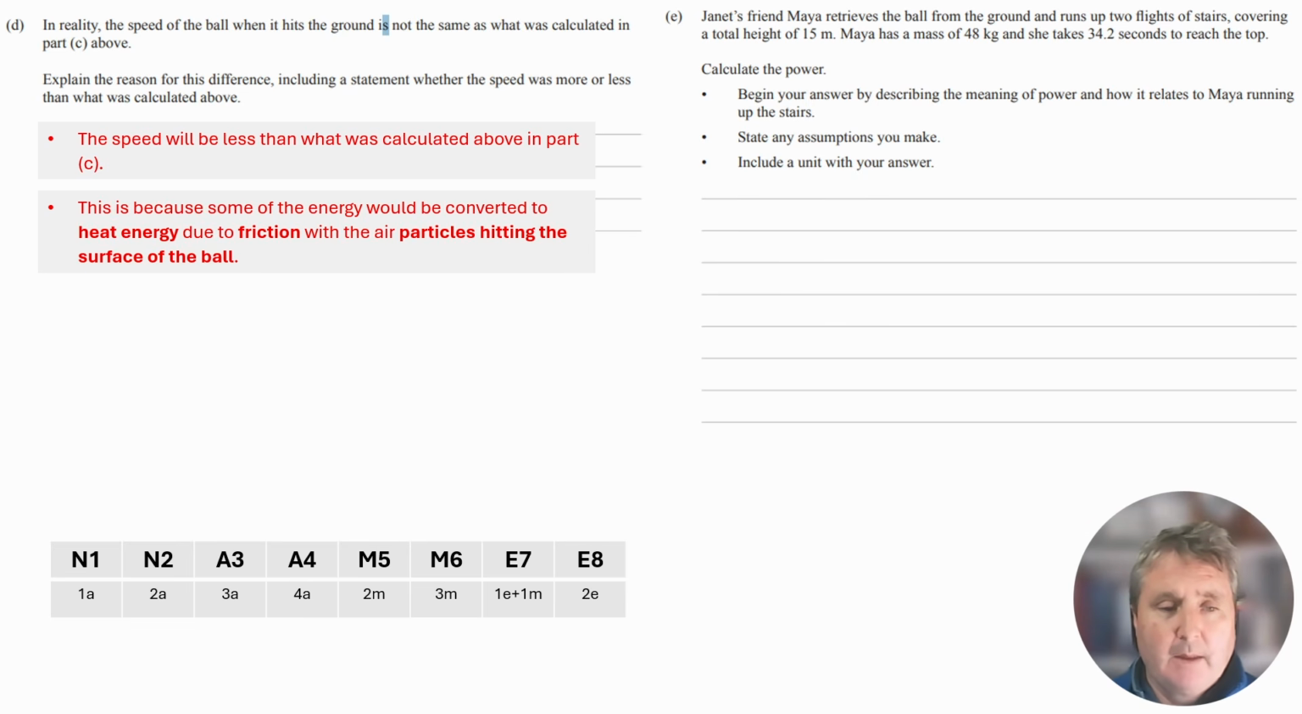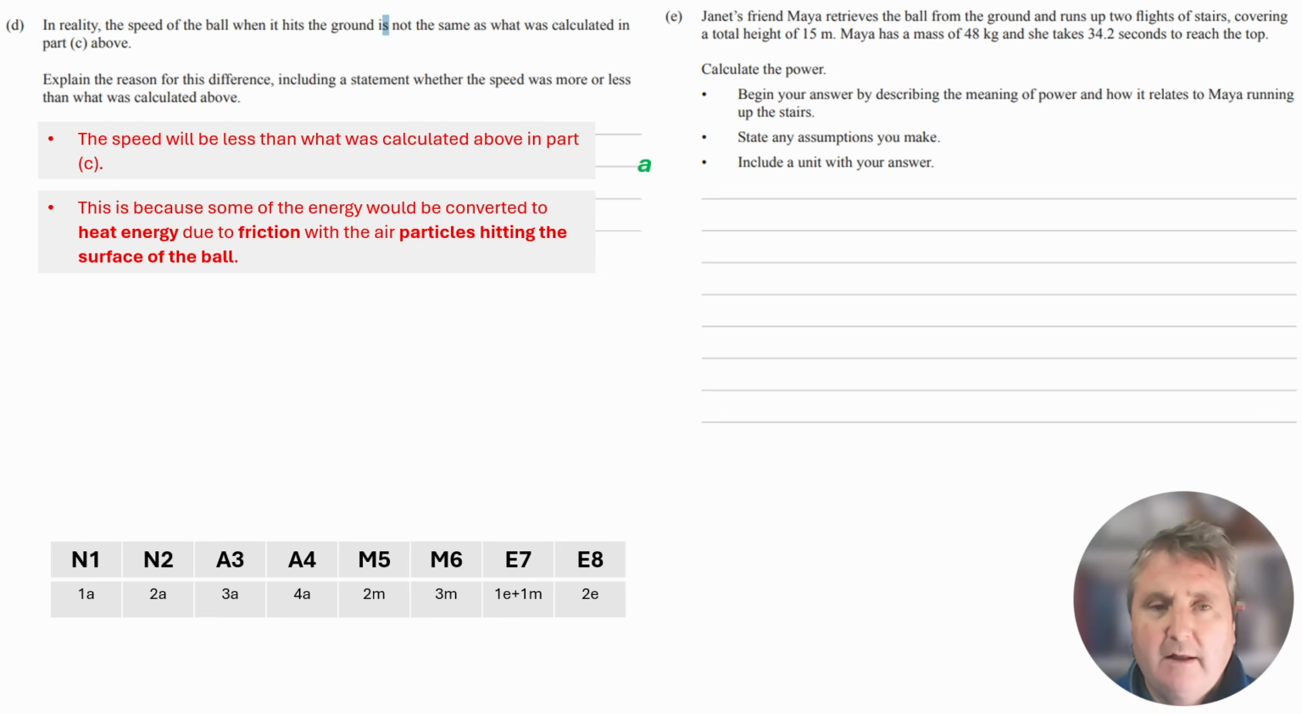That's right. And this is because some of the energy would be converted to heat energy due to friction of the particles hitting the surface of the ball. Very specific here. If I want to get an E point for this, I'm going to have to say that it's because it was converted to heat energy due to friction. So we need to explain that it was friction between the air particles and the surface, and that produces heat energy. We just can't take a shortcut here and say it's because of friction or because of heat energy. I need a full explanation.